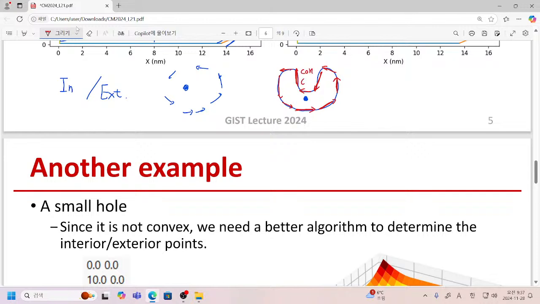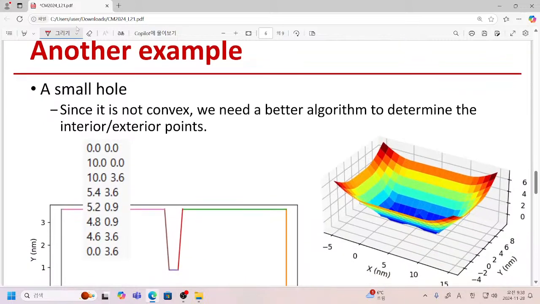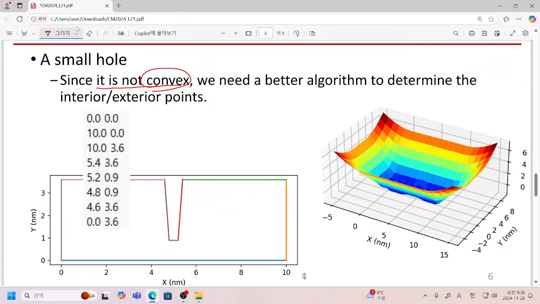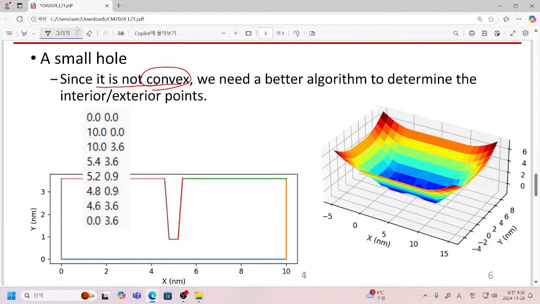and the point is this is a concave polygon. So it's not convex. Convex means something like this. In this case, we can say my previous algorithm works quite well. However, if we have this kind of shape, then my previous algorithm didn't work. Since we are now considering non-convex concave polygons, we need a better algorithm to determine interior and exterior points. So I searched the internet and found two algorithms to calculate this problem.